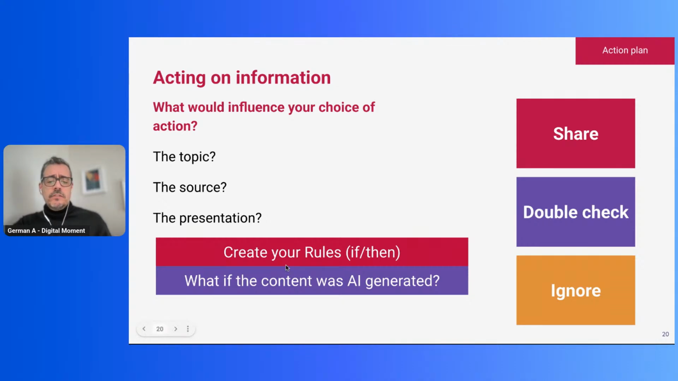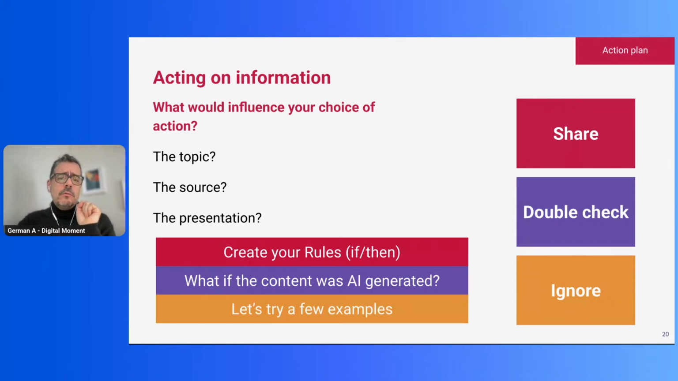What if the content was AI generated? Do I still keep those? I'm going to keep them, but it makes me think. And I'm not very sure if I have a different opinion if it's AI generated. Let's see where we get with this. And now let's try examples. Let's put our rules to the test.